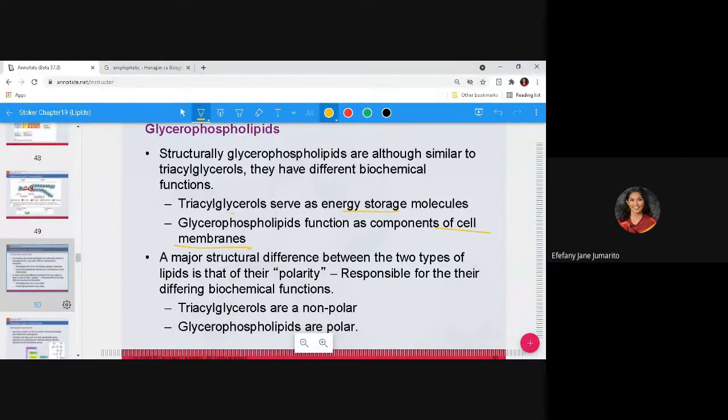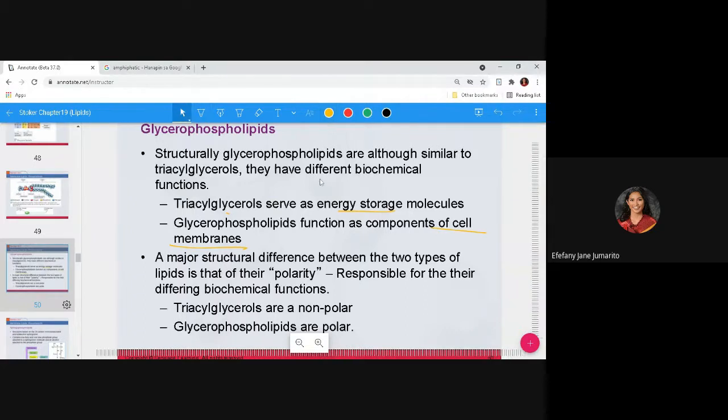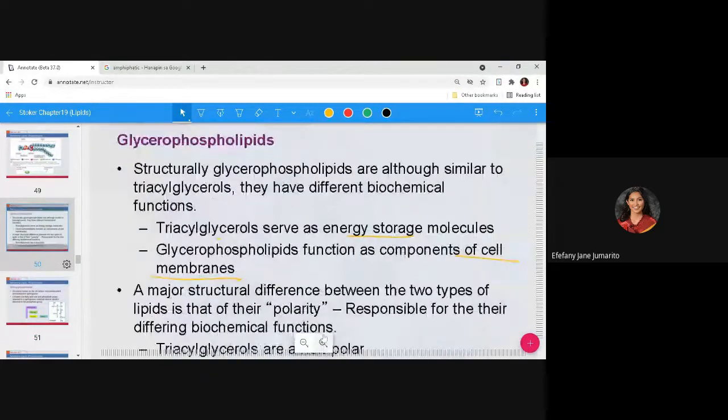Then your glycerophospholipid acts as a component of the cell membrane. If this is your cell, the surface is what we call your cell membrane. The main component of your cell membrane is the phospholipids, the glycerophospholipids. Forget about the sphingophospholipid for now. This one is your glycerophospholipid, a component of the cell membrane.